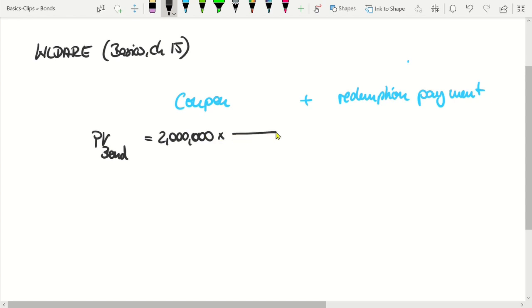Which we must multiply with an annuity factor. So the annuity factor is 1 plus 4% to the power of 15, as there will be 15 years to maturity, less 1. And in the denominator we have 4% multiplied with 1 plus 4% to the power of 15.